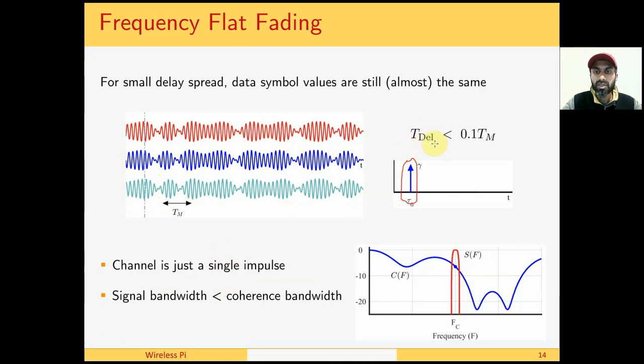This condition, delay spread is less than 0.1 Tm, can now be inverted to get the frequency domain condition. Coherence bandwidth is the inverse of this delay spread. So we said the coherence bandwidth is significantly larger than the signal bandwidth, which we can see here in this example. The signal is narrow enough that the channel at this stage can only be considered as a single gain. The name flat comes from the fact that the channel is almost flat within the bandwidth of the signal. This gain corresponds to the gain of this impulse.